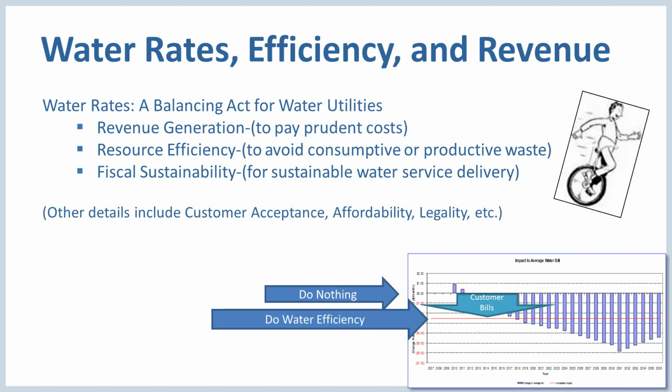Water rates that are not accepted by your customers won't be in place long. Affordability, legality is a very good thing to have in hand. But I want to remind you, if you're the one doing the balancing here on the unicycle, the key thing to keep in mind is that if you look at the graph to the lower right, if you do nothing, your revenue requirement is the flat line there. If you do water use efficiency, you can actually reduce customer bills over the long term. So next slide.